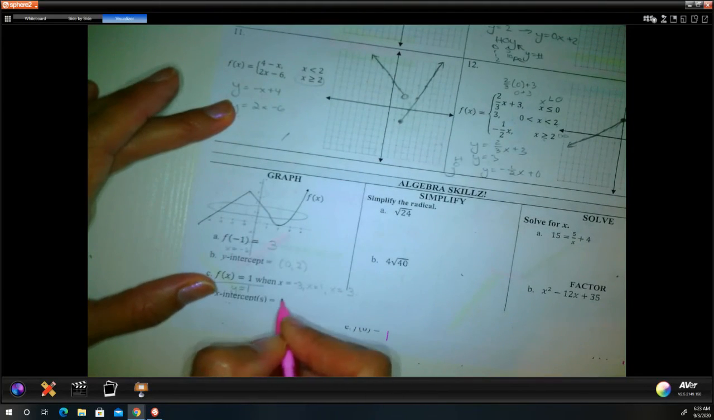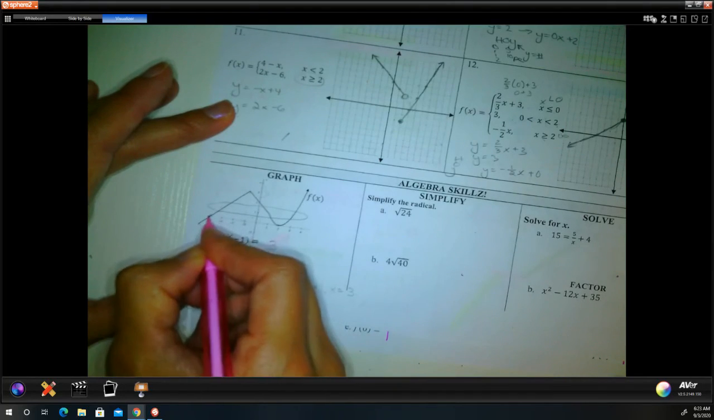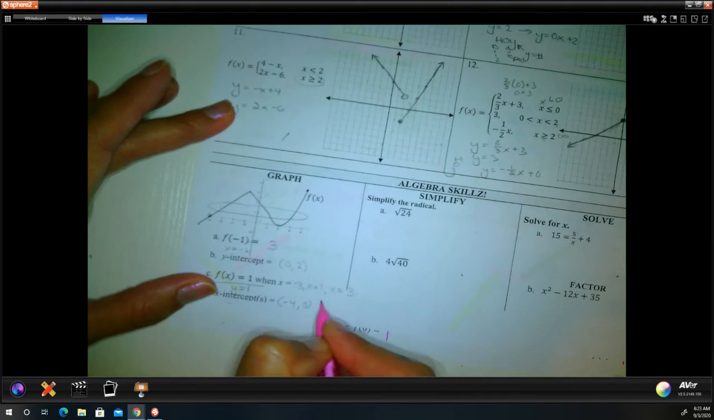X-intercept, where does this hit the x-axis? -4, 0, right here is on the x-axis, and right here, and 2, 0.